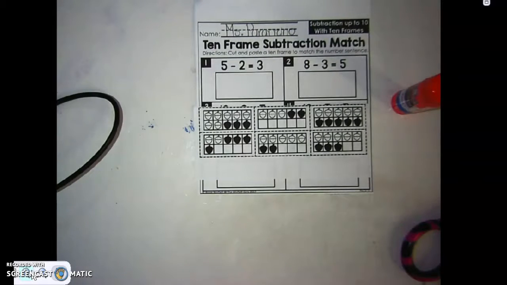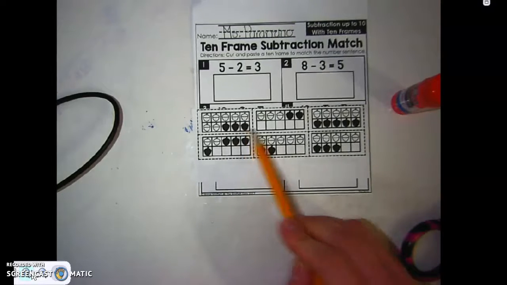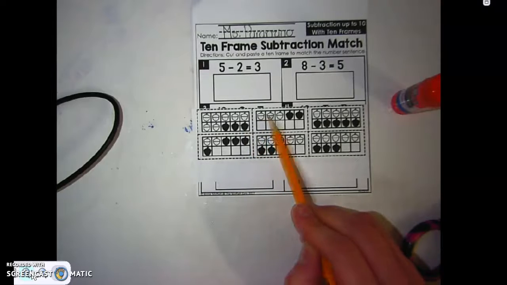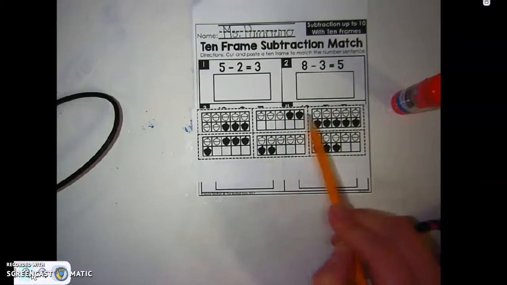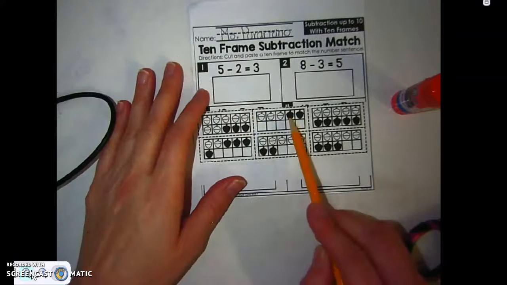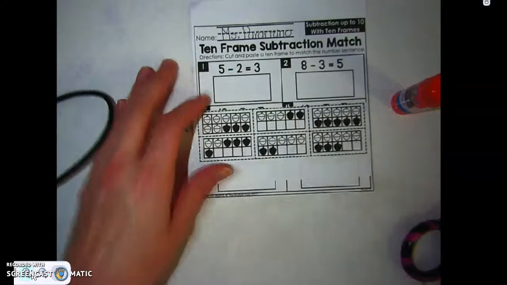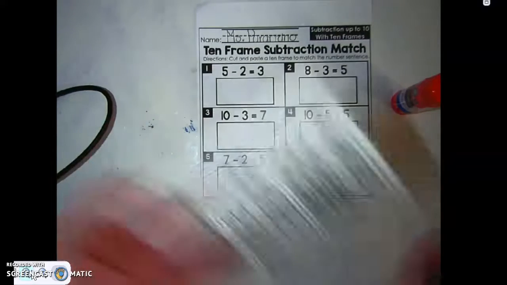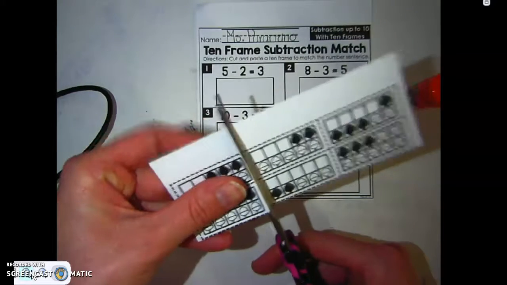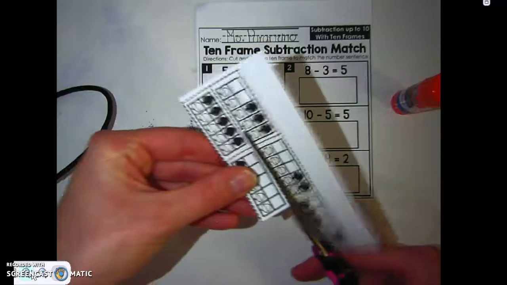So on this one, the ones that are subtracted are going to be the ones that are blacked out. So first I need to look for 5 acorns to start with. This I know is 10. Let's look at this one. 1, 2, 3, 4, 5. Okay, I'm starting with 5, minus 2 are blacked out, equals 1, 2, 3 are left. So this second one matches my subtraction sentence. 5 minus 2 equals 3.